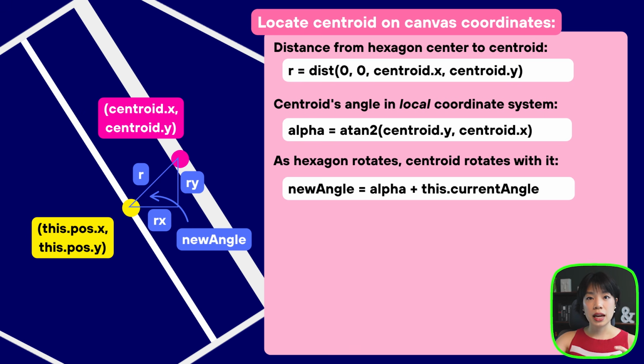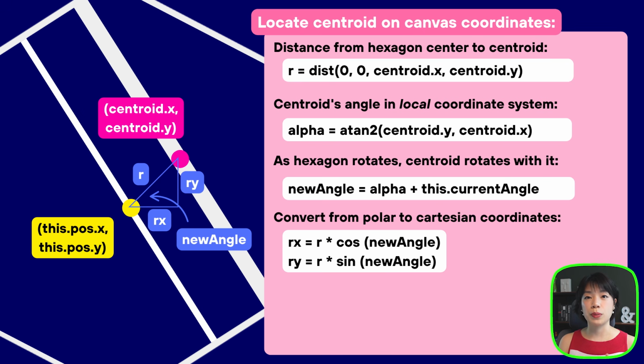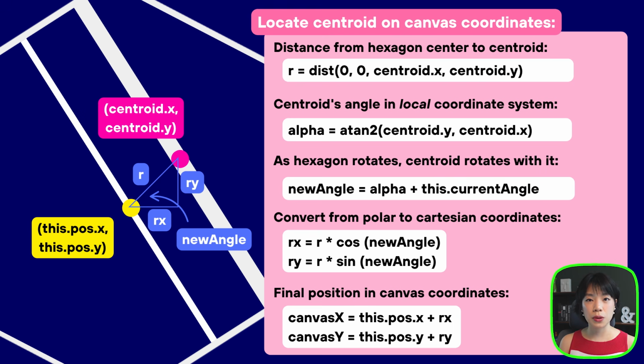Then we're going to add that new angle, from between the center of the hexagon and the centroid, to the actual angle of the hexagon as it moves, right? Which is the current angle. And that will be the new angle. And then once we have the new angle and the distance, we just add it to this.pos, and then we'll find the actual x and y coordinate of the centroid that should live on the canvas. All right, I hope that is not too confusing, but we'll go through the code together in a little bit.